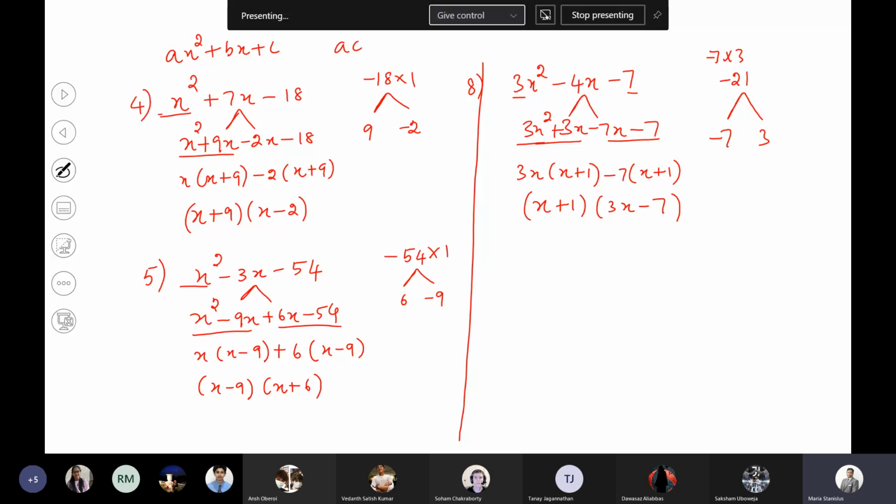x minus 7 will be the common factor. 3x minus 7 will be the common factor. 3x, you can't take anything common. Only x can be taken as a common factor. 3x cannot be taken as a common factor.